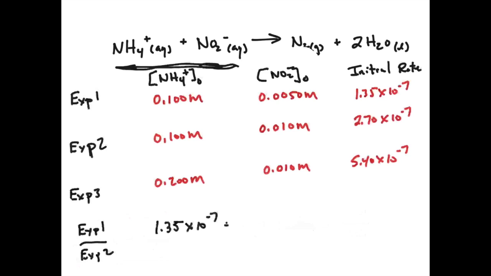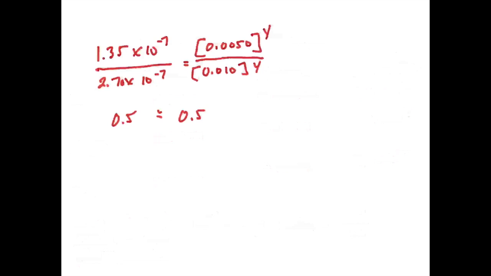So after we cancel out, this is what we have left. So what we do is we divide both sides. 1.35 times 10 to the negative 7th divided by 2.70 times 10 to the negative 7 comes out to be 0.5, roughly 1/2. And then we take 0.005 to the y divided by 0.01 to the y. We come out with 0.5 to the y. Now, just by knowing some simple powers, we know that y must equal 1 because 0.5 to the first power is 0.5.